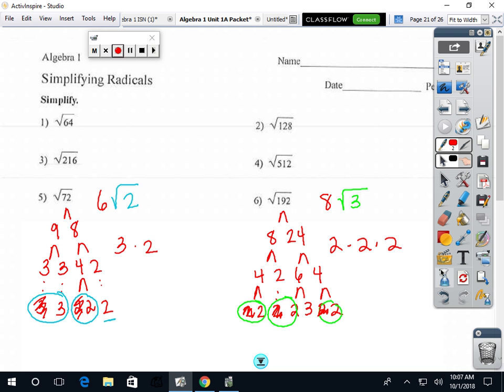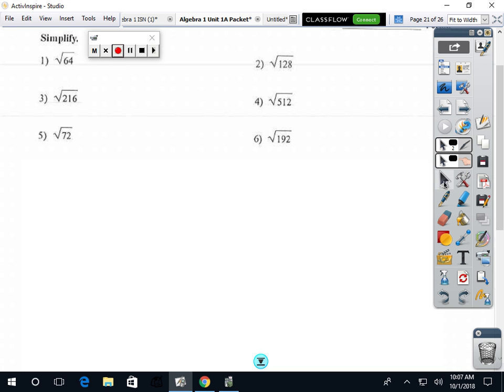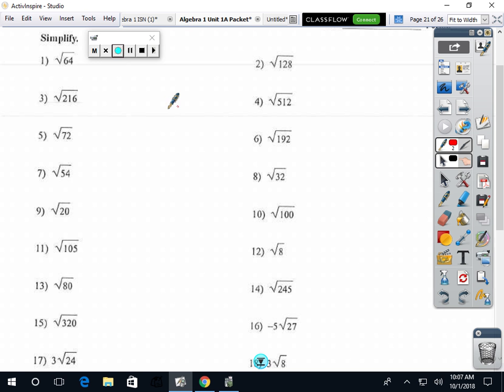Okay, your homework tonight is 7 through 15, but just the odds. So look, 7, 9, 11, 13, 15. Just those 5 problems. I want you to practice this tonight. Make sure you show your work if it's not a perfect square, and none of those are perfect squares. So show your work on all of them.